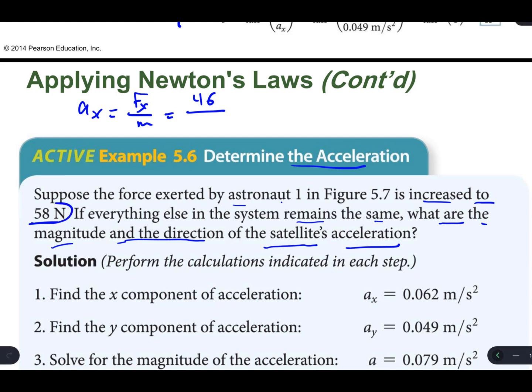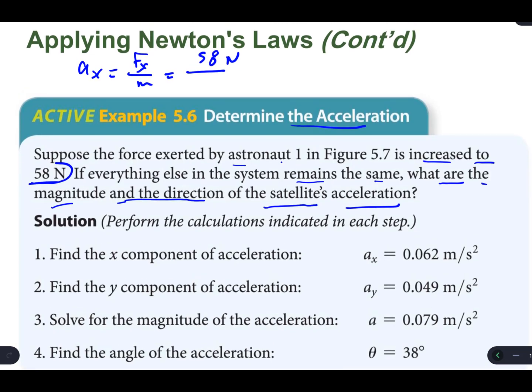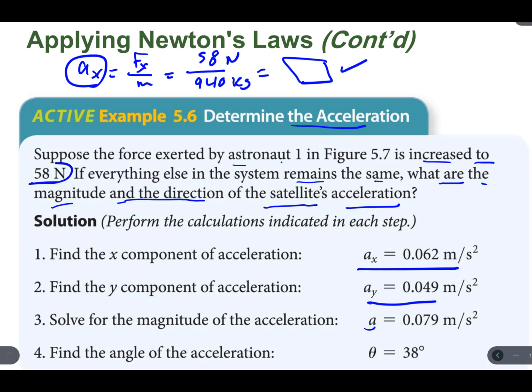This force increased to 58. So we use 58 Newton here over the same mass. The same mass, as he said, here is the mass of satellite, 940 kilograms. So you will get the acceleration of X in the X direction. The acceleration in Y direction is the same. Okay, guys? So how to get the acceleration? As we did before, AX squared plus AY squared, it gives you A.